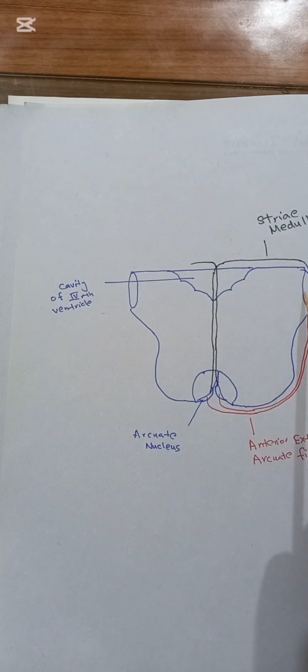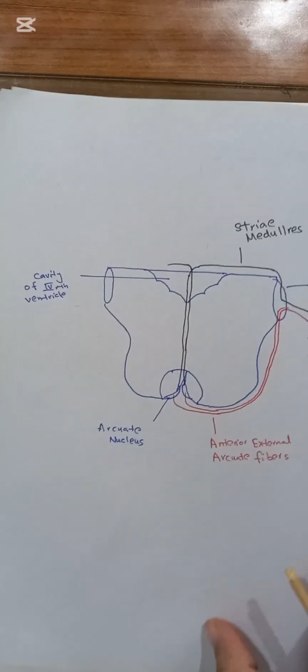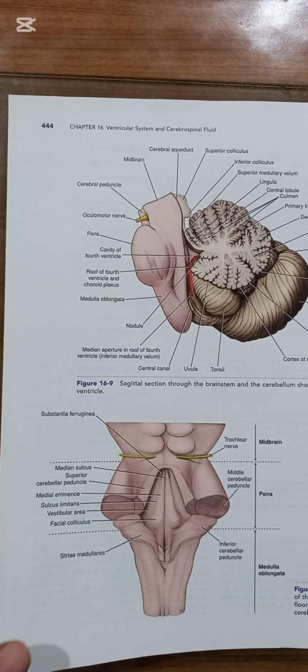And laterally then they go to the inferior cerebellar peduncle, and then through this peduncle they enter into the cerebellum. Then after that, here you can see again these are the stria medullaris. Now due to these stria medullaris, this area is further divided into upper and lower part. The upper part we already discussed.